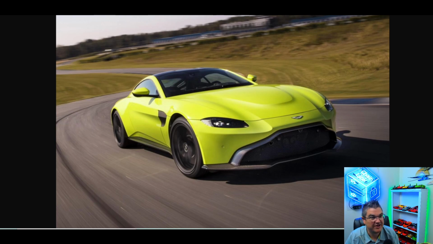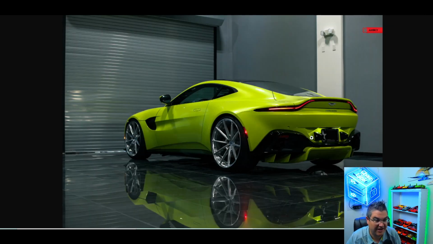Here it is. Let's see the rear. The rear is sick to me. I mean, that's pretty cool. Look at the rear diffuser down here. The lights are super thin. Pretty cool. Look at that.